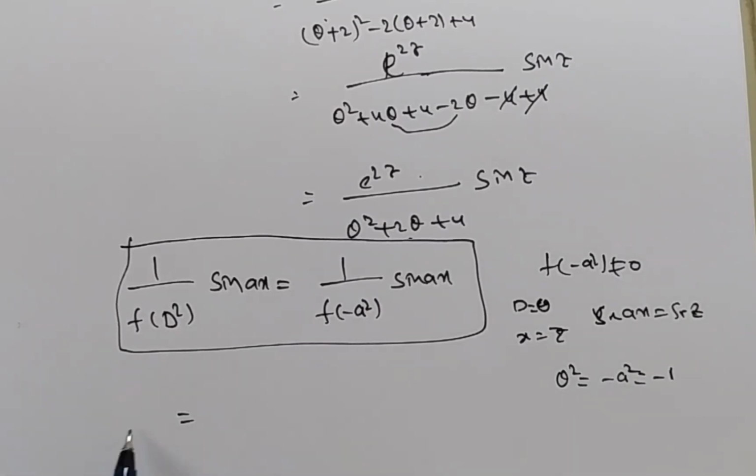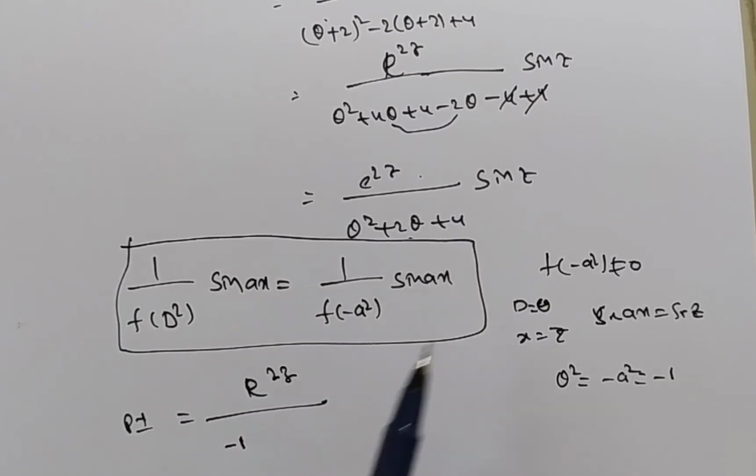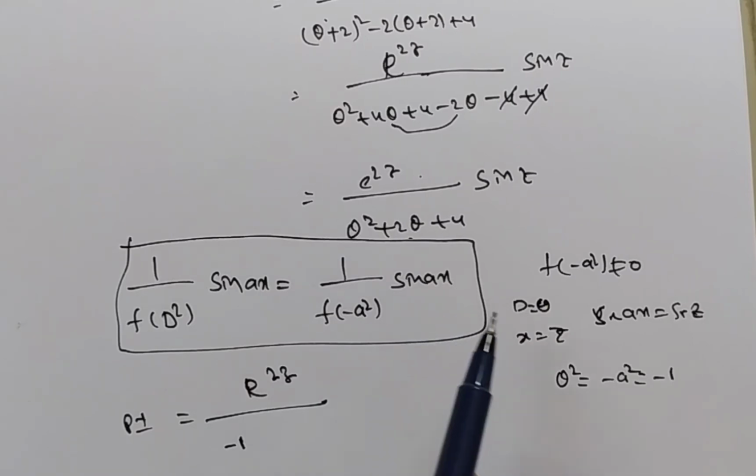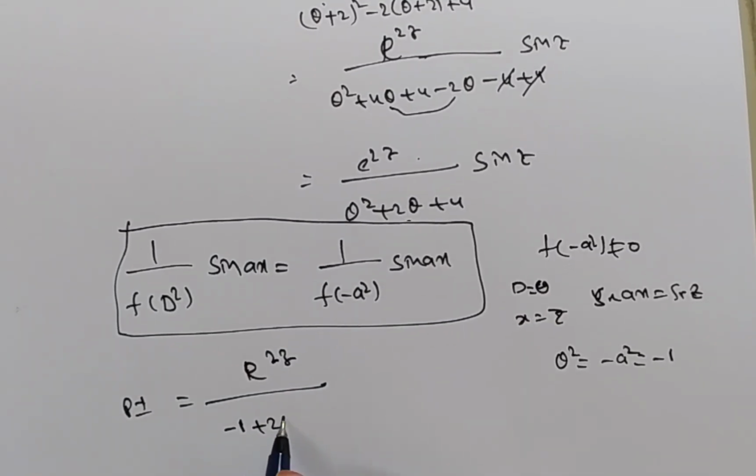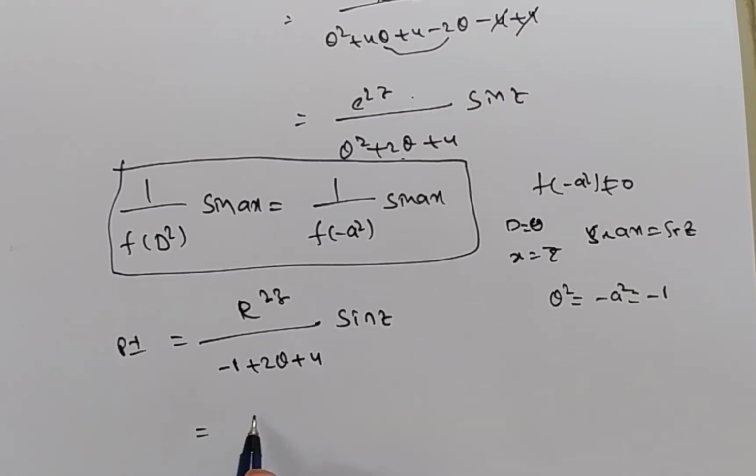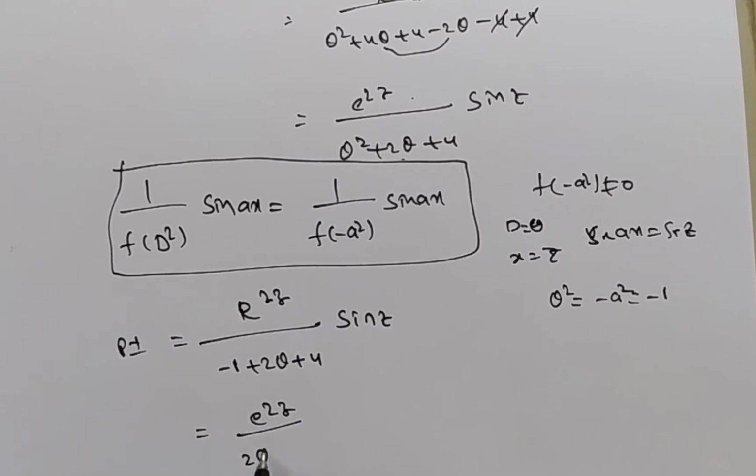So this particular integral is equal to e to the power of 2z divided by theta square, which is nothing but minus 1, because in sin az, a is equal to 1, so minus a square is minus 1. So minus 1 plus 2 theta plus 4, into sin z. So you will have e to the power of 2z by 2 theta plus 3, into sin z.